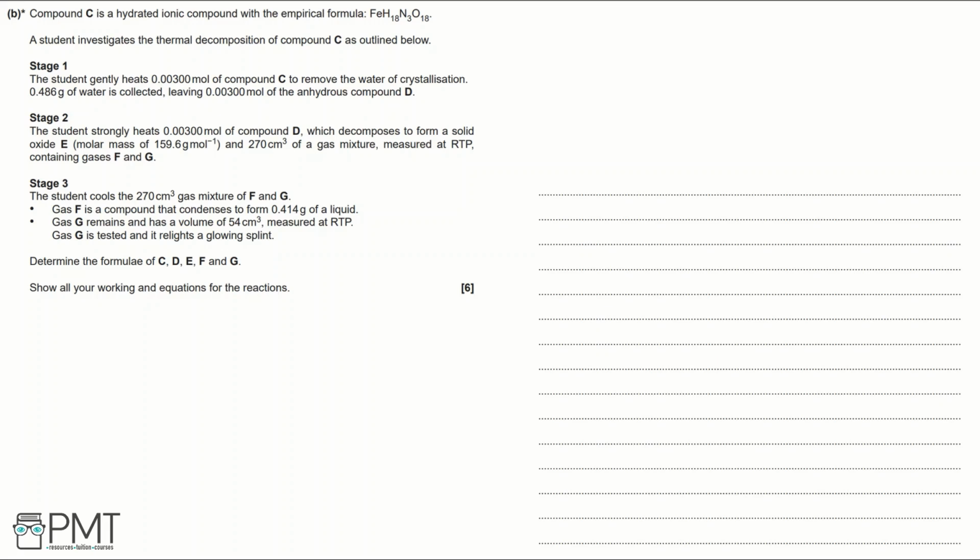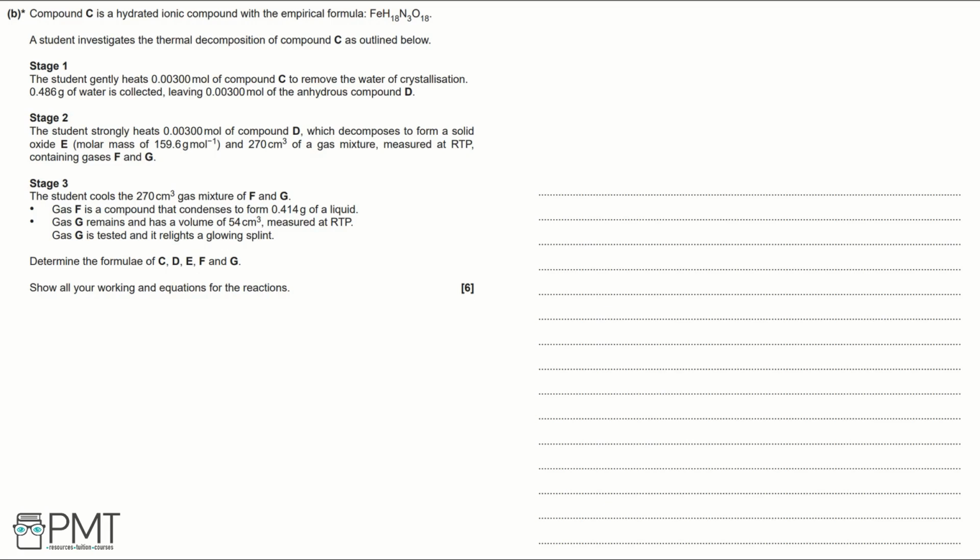0.486 grams of water is collected, leaving 0.003 moles of anhydrous compound D. Stage 2. The student strongly heats 0.003 moles of compound D, which decomposes to form a solid oxide E, with a molar mass of 159.6 grams per mole, and 270 centimeters cubed of a gas mixture measured at room temperature and pressure containing gases F and G. Stage 3.